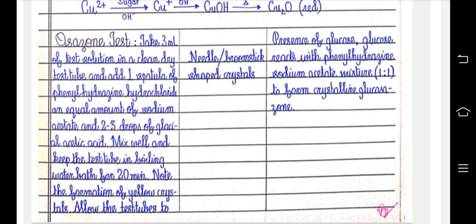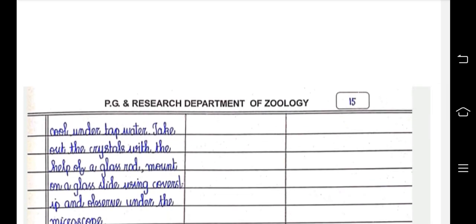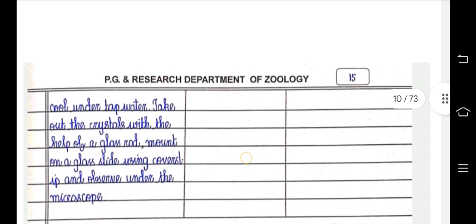Add 1 spatula of phenylhydrazine hydrochloride, an equal amount of sodium acetate, and 2 to 3 drops of glacial acetic acid. Mix well and keep the test tube in a boiling water bath for 20 minutes. Note the formation of yellow crystals. Allow the test tube to cool under tap water. Take out the crystals with the help of a glass rod. Mount on a glass slide using a cover slip and observe under the microscope.